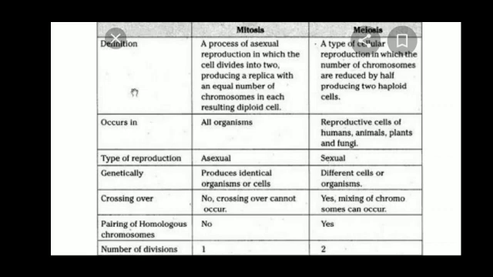Pairing of homologous chromosomes. Children, what do you mean by homologous chromosomes? They have the same structure. In mitosis, there is no pairing here. In meiosis, they have pairing of mother and father chromosomes. Number of divisions in mitosis: only one. Here in meiosis, the number of divisions is 2.